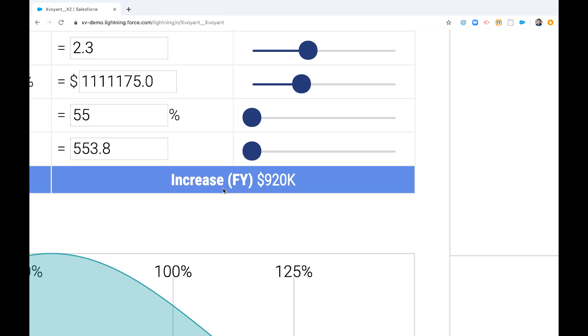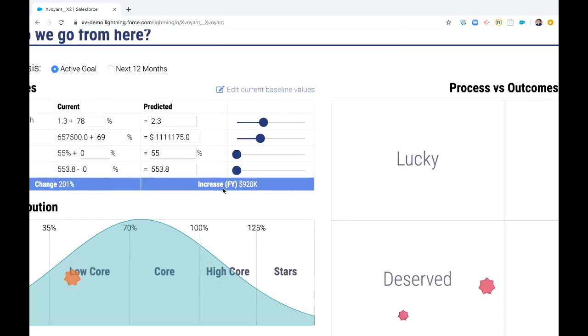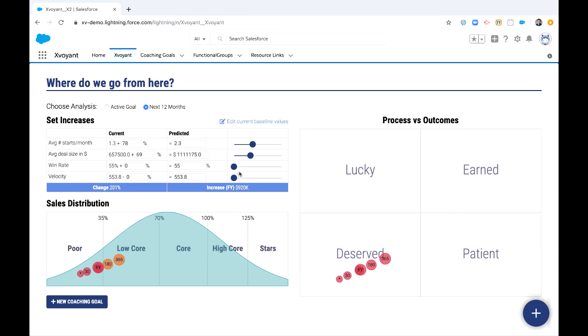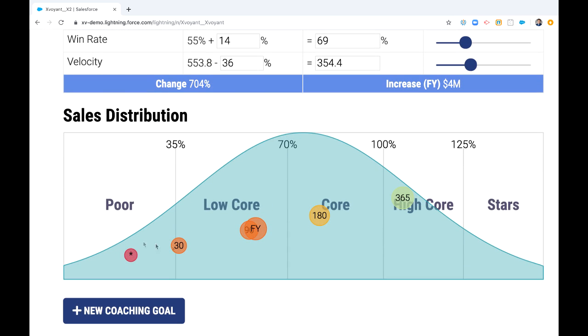From there, by doing some simple calculations, the salesperson can find out how much that would mean for him in regards to commissions. In the what-if calculator, you can also switch to the next 12 months. If you want to see what would happen in the next 12 months if I improve some of my process points, some of my drivers, this is going to show you that information. So here in the sales distribution, I can see that in 30 days, if I was to improve by that much, I would be in the low core category.